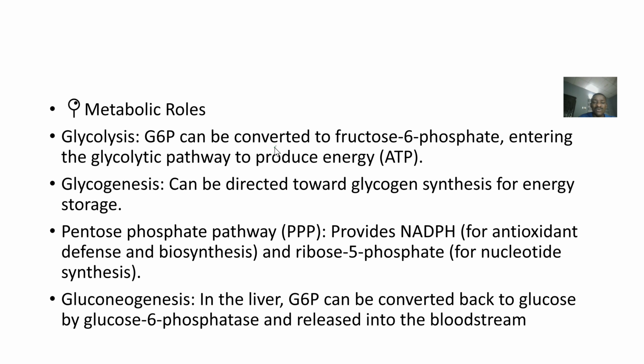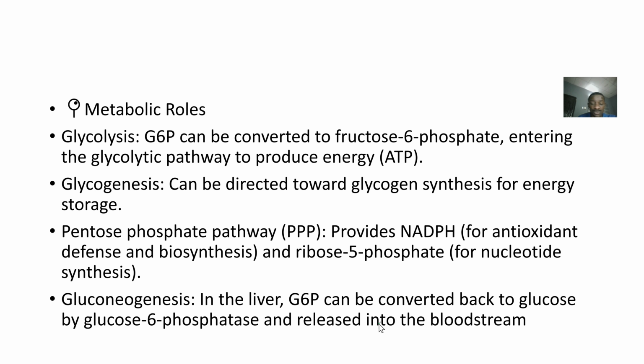So, metabolic roles: in glycolysis it can be converted to fructose 6 phosphate, entering the glycolytic pathway. Glycogenesis can be directed towards what? Glycogen synthesis. The pentose phosphate pathway can provide NADPH and ribose 5 phosphate for nucleotide synthesis. Then also gluconeogenesis. In the liver, it can be converted back to glucose. Do you understand? By an enzyme known as what?